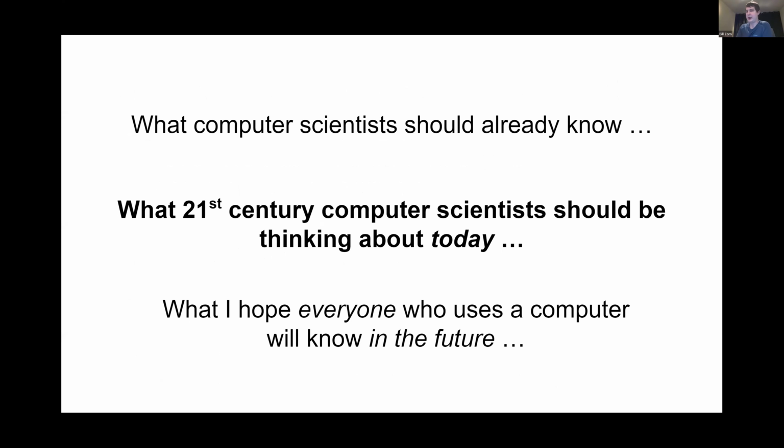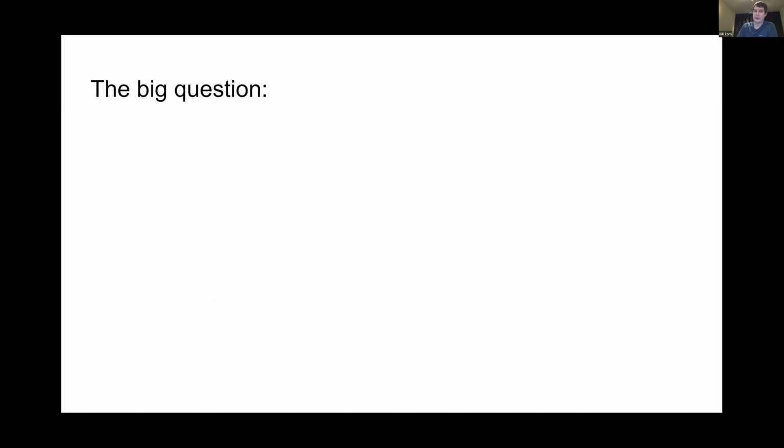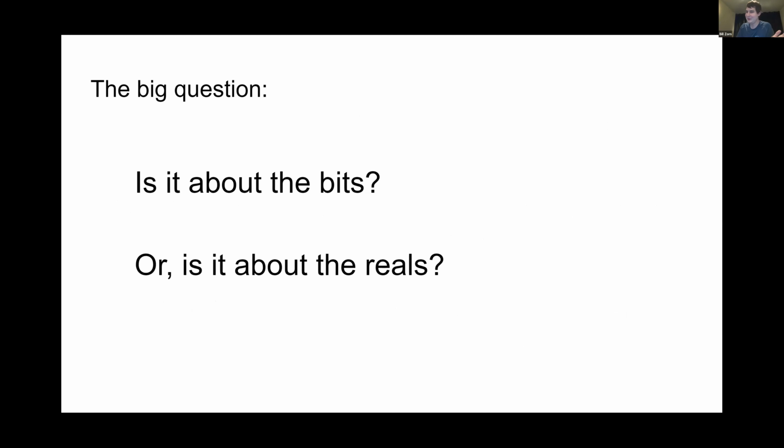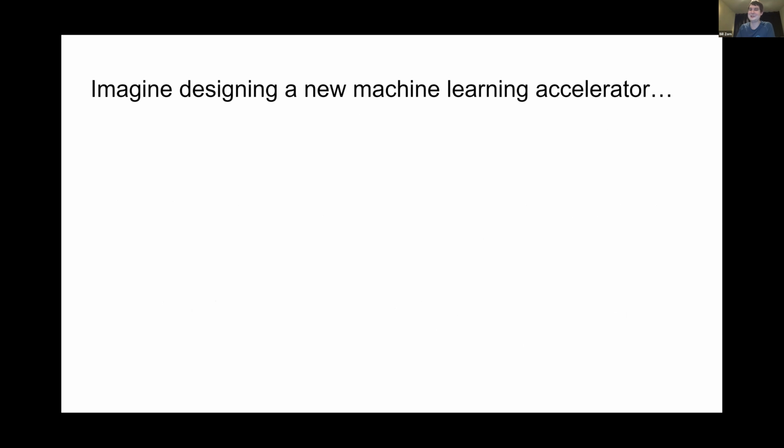So what do I think about as a floating point user and library developer both today? And the big question related to this research, to FPBench, is really: is floating point about the bits, or is it about the reals? This is the question that I see a lot of tension around. So to illustrate, let's imagine a hypothetical situation. Imagine you're designing some new machine learning accelerator. You need to produce a bit accurate specification.